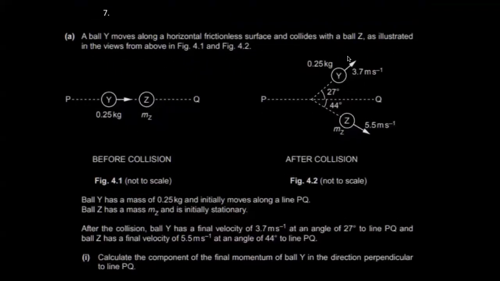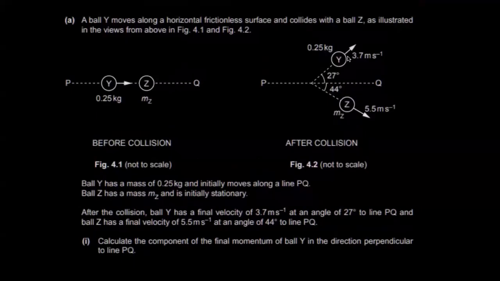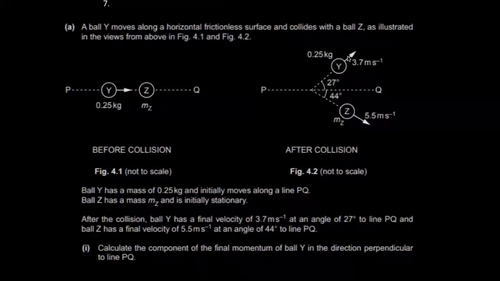A ball Y moves along a horizontal frictionless surface and collides with a ball Z as illustrated in the views from above in figures 4.1 and 4.2. Before collision, after collision. Ball Y has a mass of 0.25 kg and initially moves along a line PQ. Ball Z has a mass of mz and is initially stationary. After the collision, ball Y has a final velocity of 3.7 at an angle of 27 degrees to the line PQ, and ball Z has a final velocity of 5.5 at an angle of 44 degrees to the line PQ.